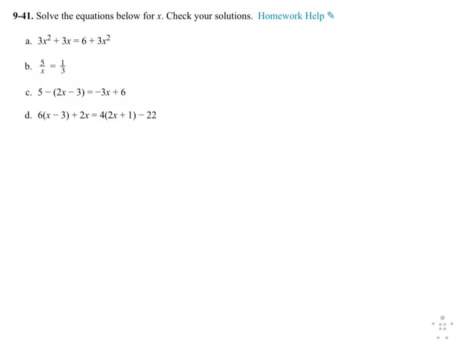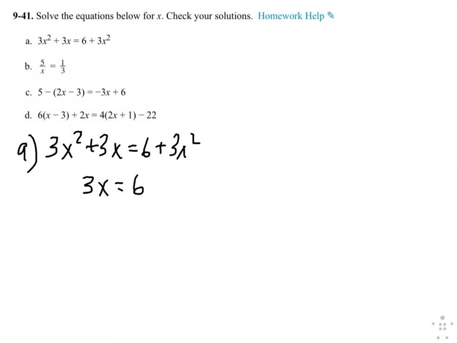Okay, for 41, they want us to solve. Okay, we should be getting really good at these, right? 3x squared plus 3x equals 6 plus 3x squared. Subtract 3x squared from both sides, so I'm left with 3x equals 6, x equals 6/3, which is 2. So A comes out to be x is 2.